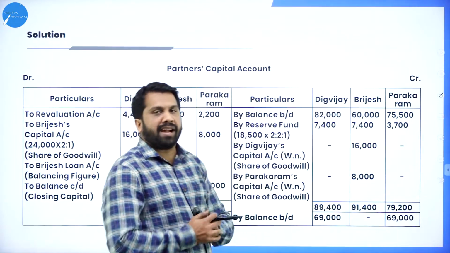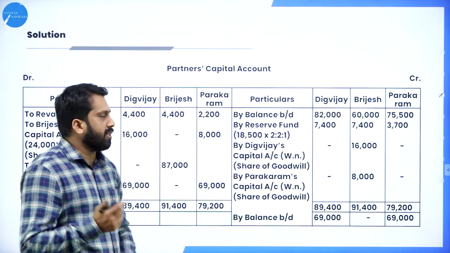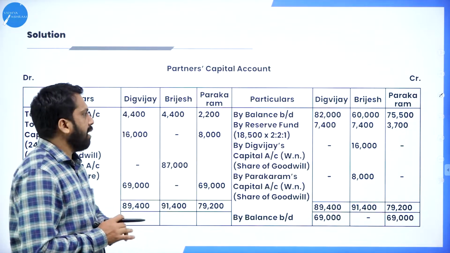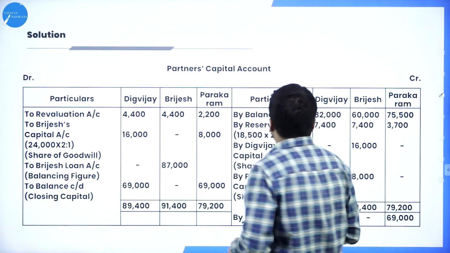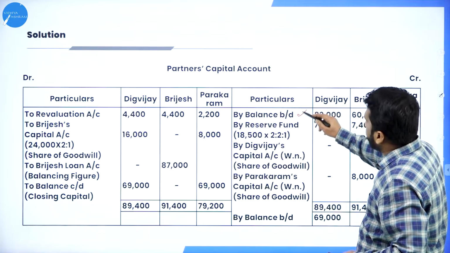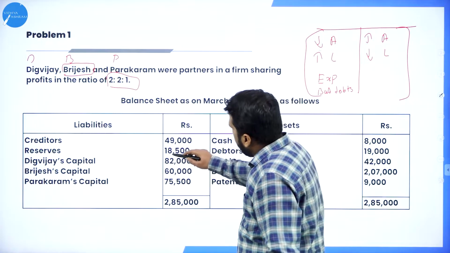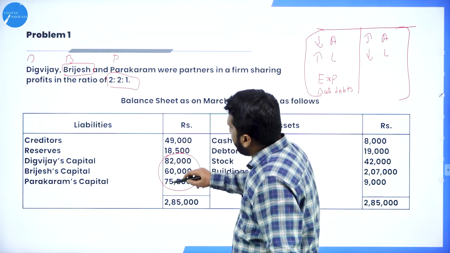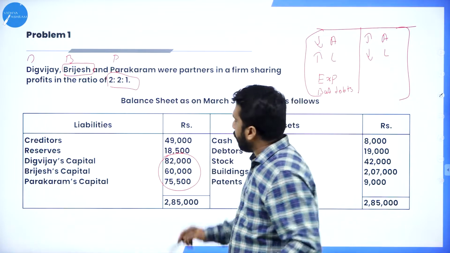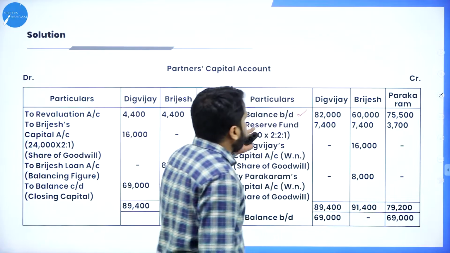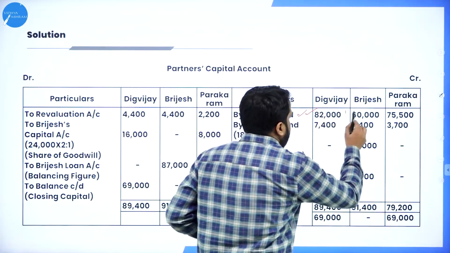Remember, who is the retiring partner? The second person. Brijesh is called the retiring partner. Now, as per the procedure, we take partners' capital. What is the capital we have? Capital 82, 60 and 75. Later we have to go for reserve. Remember this. Now, partners' capital balance brought down.